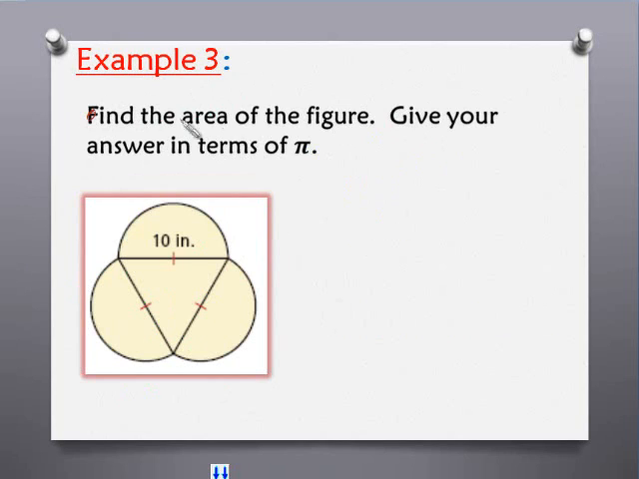Okay, example 3, find the area of the figure. We won't be leaving this answer in terms of pi. We're going to go ahead and round to the nearest tenth.